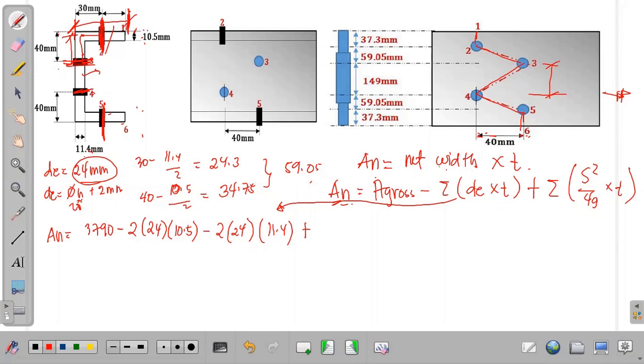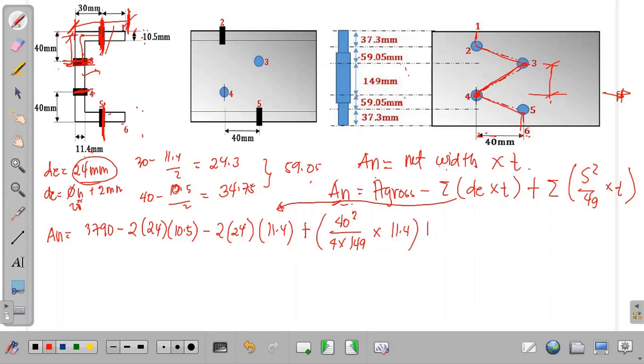3, 4. Pwede ito. 3, 4. Kaya yung G natin is 149. Unahin natin 3, 4. Kaya yung S squared over 4G natin is 40 squared over 4 times, ang distance natin dyan is 149, times yung thickness natin. Ano yung magiging thickness natin? Ito, nasa web. So, yung thickness ng web, yun yung kukunin natin, which is 11.4.